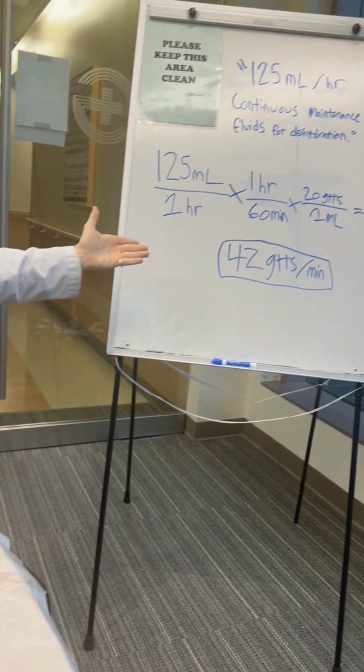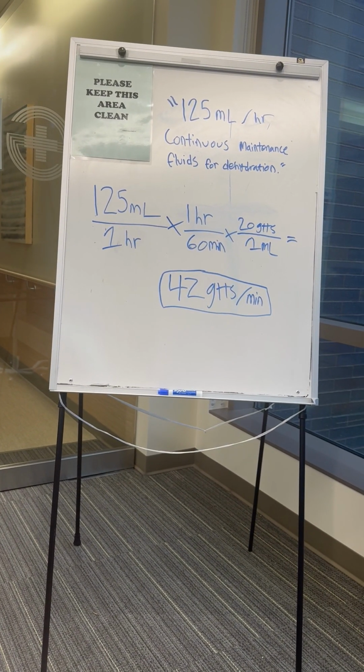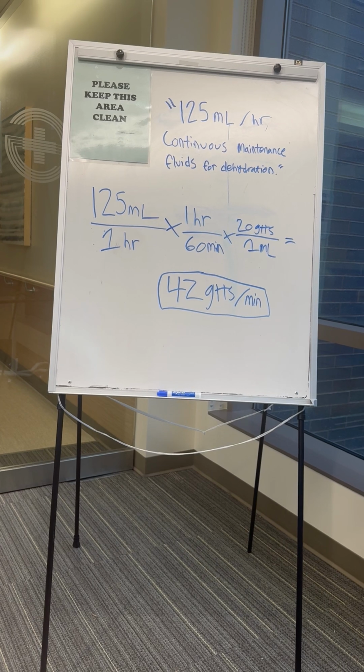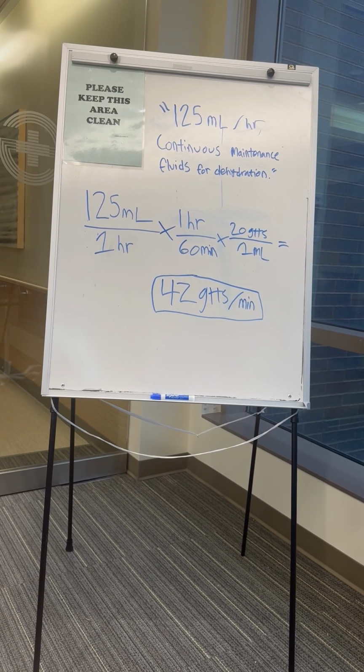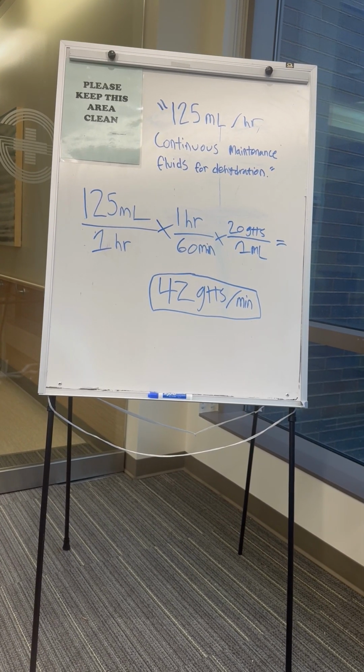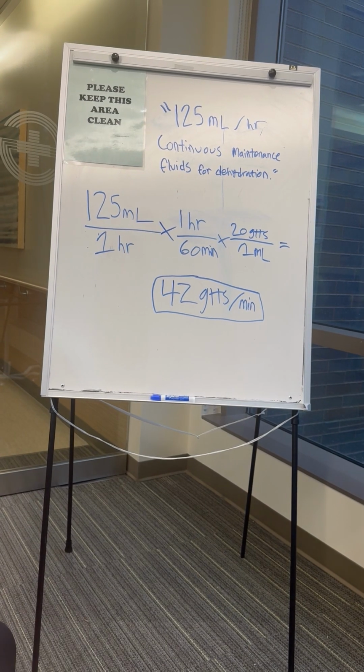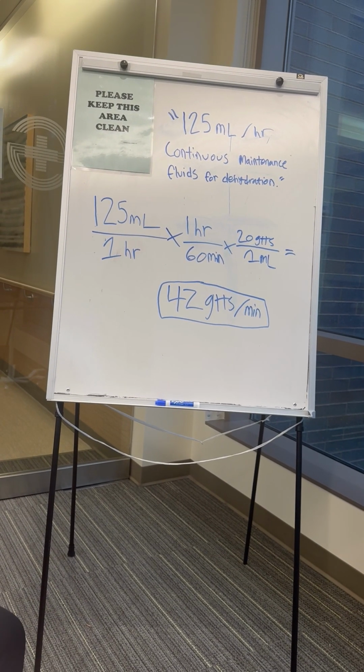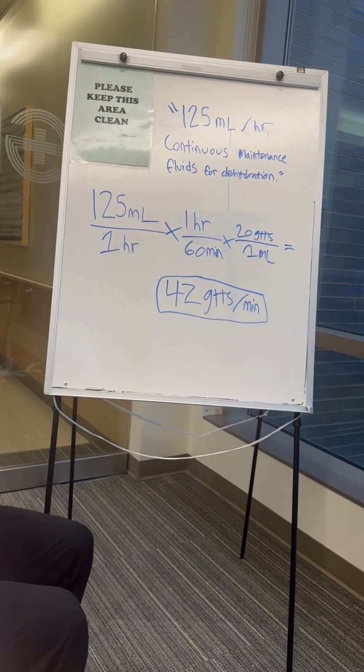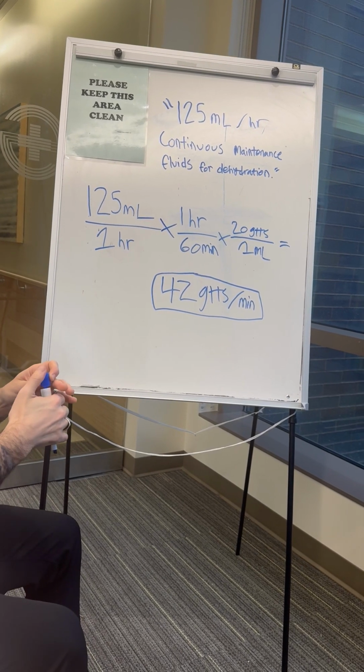So I already did the calculation for the maintenance fluids. So we want to establish a drip rate of 42 drips per minute. And really quick, I'll run through the drip rate for the Zosyn.